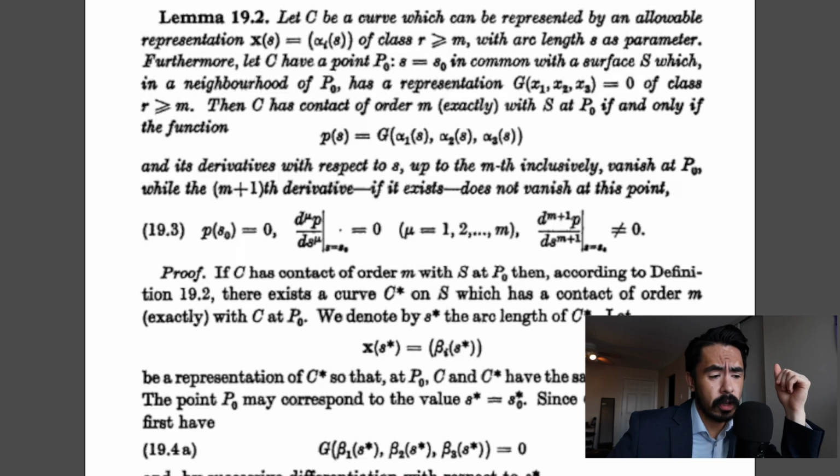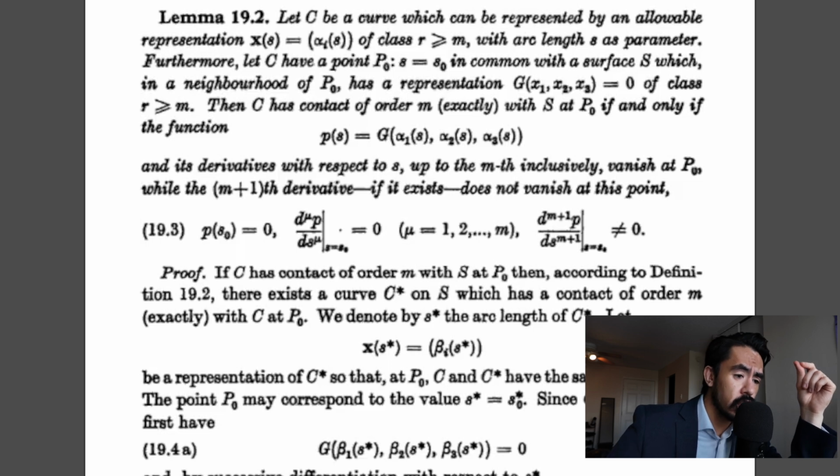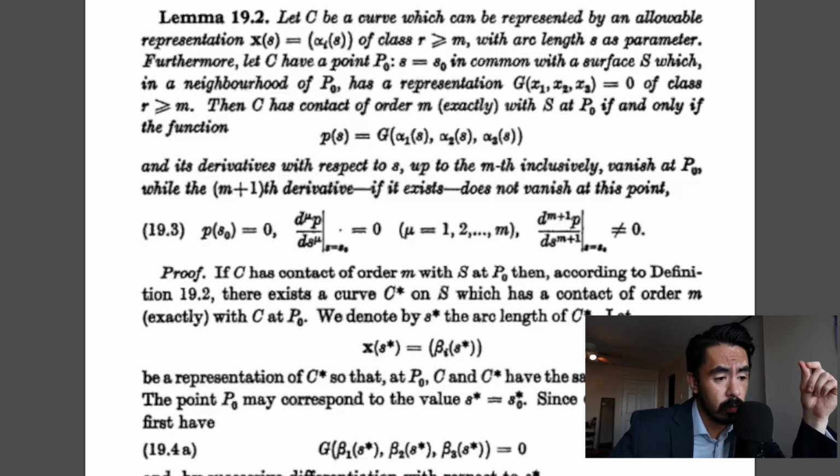Furthermore, let the curve capital C have a point P naught, at the arc length S naught, in common with the surface S, which in a neighborhood of point P naught has a representation given by the function g of x1, x2, x3 equal to 0, where that function giving the representation of the surface is of class r greater than or equal to m. That is to say, it is at least m times differentiable, where its partial derivatives are m times differentiable.